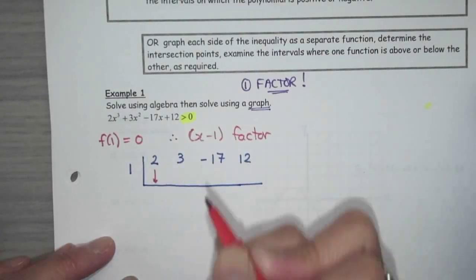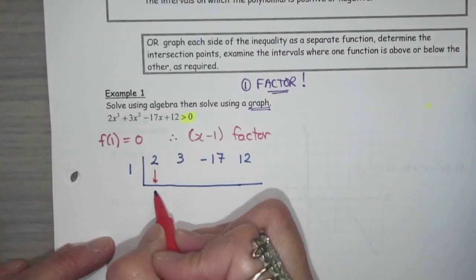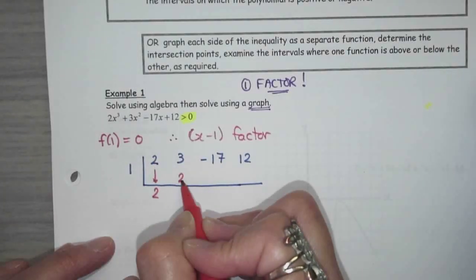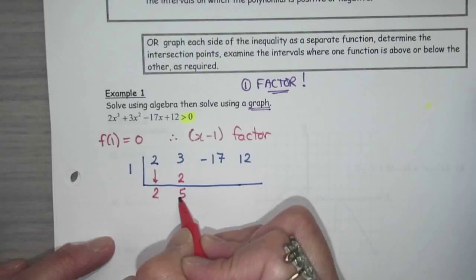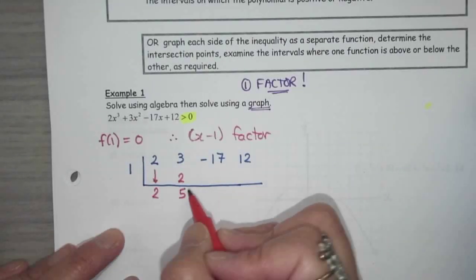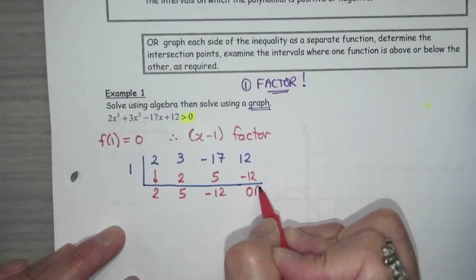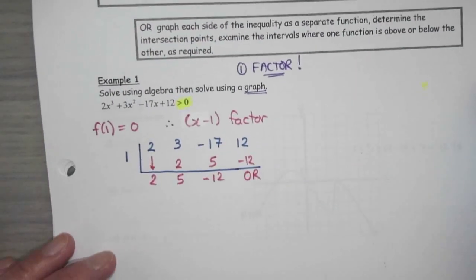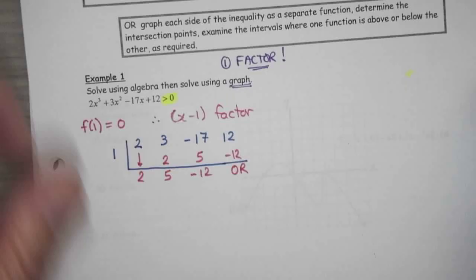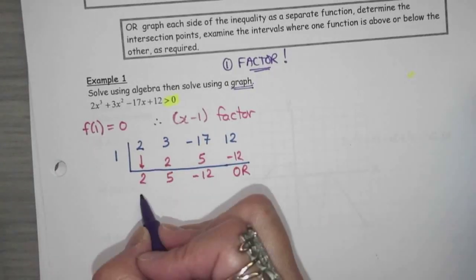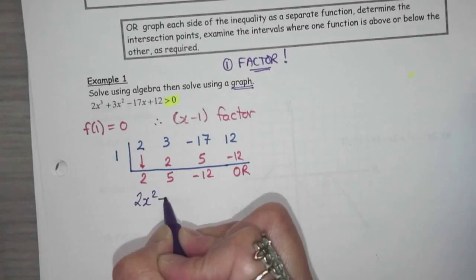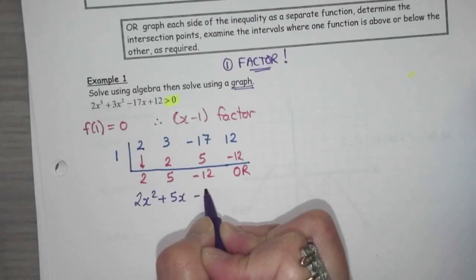And we're going to grab. 2 goes down. 1 times 2 is 2. 2 plus 3 is 5. 1 times that, it'll be 5. Negative 12, negative 12. 0 is my remainder. Yay. And then from here, I know it's 2x squared, 5x minus 12.